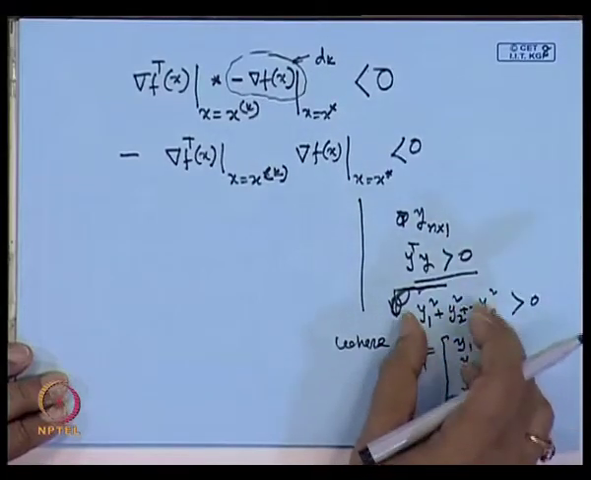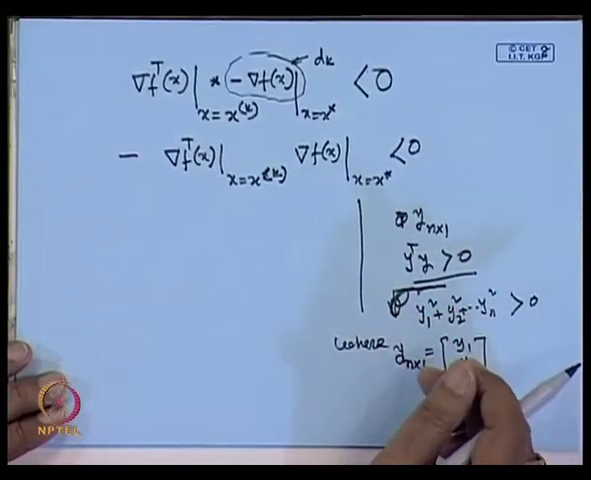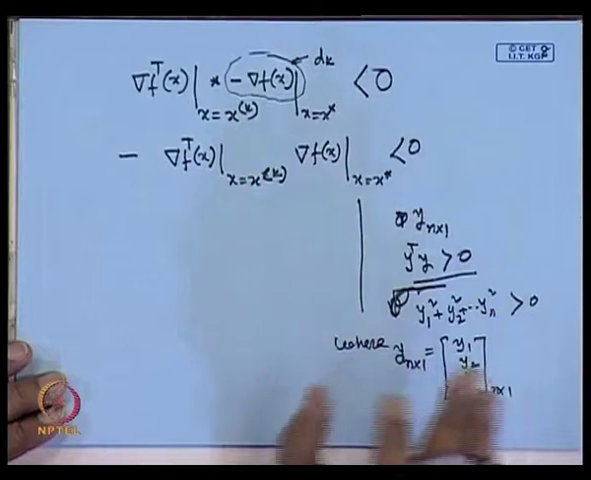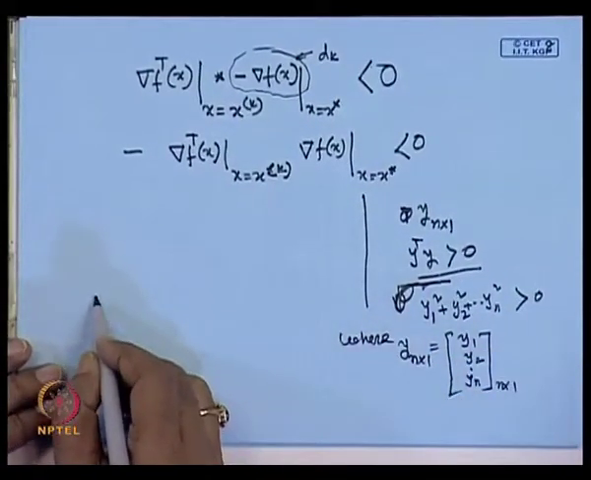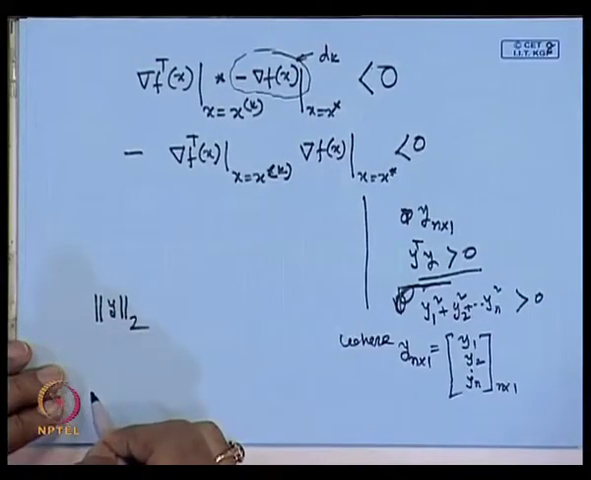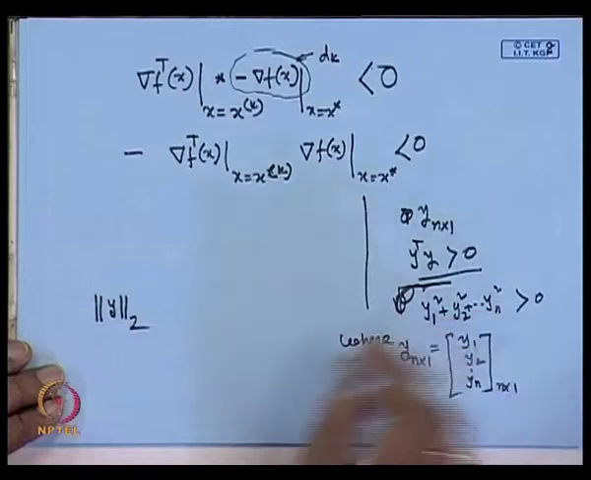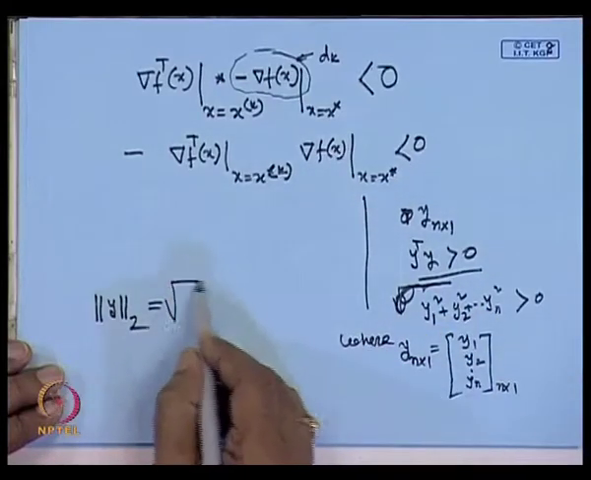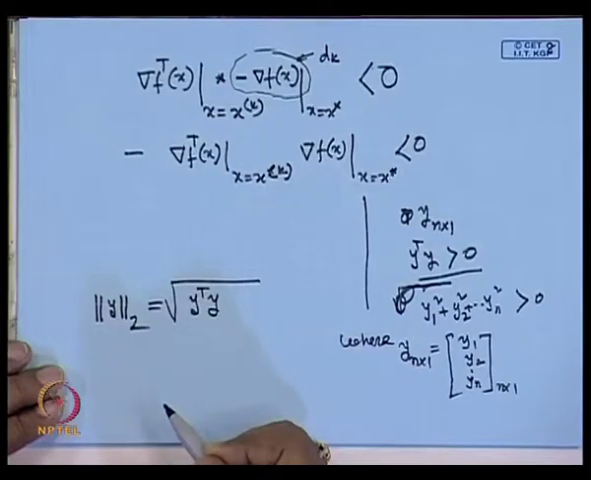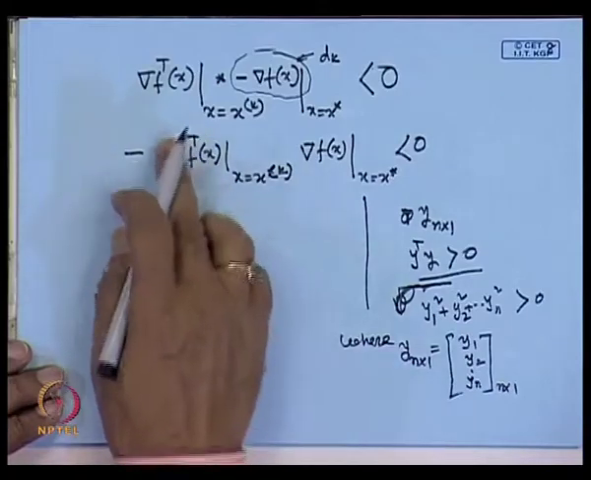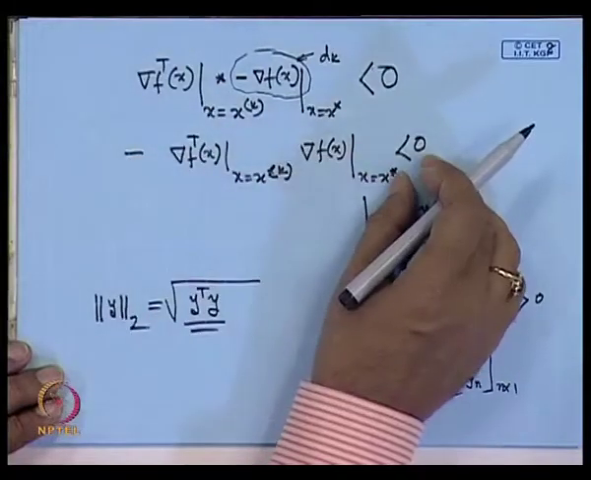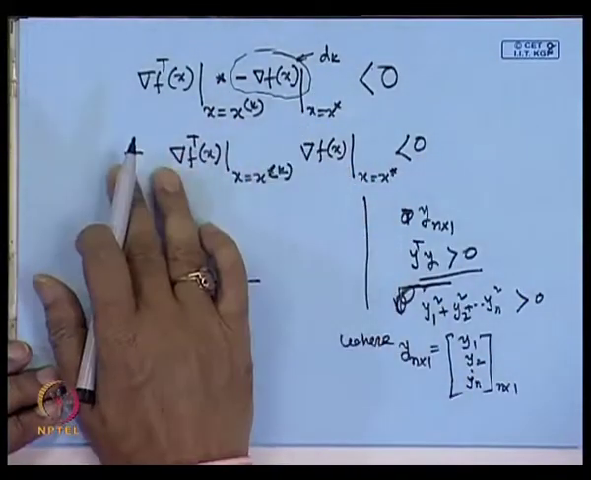So, physically it is nothing but a distance square from the origin of this vector. Mathematically, people write the norm of y, which is the distance, as the square root of y transpose y. This quantity is always positive and it is preceded with a minus sign, so the product will be negative.